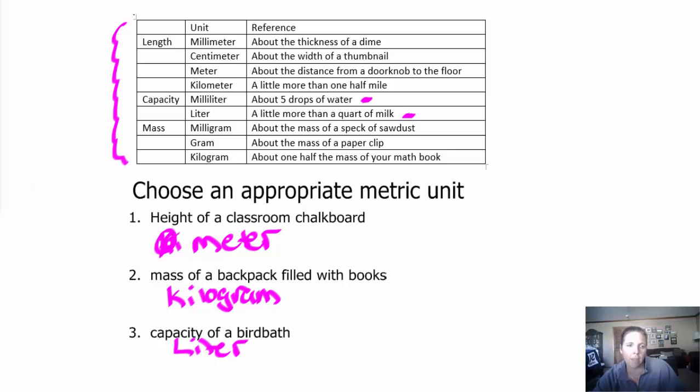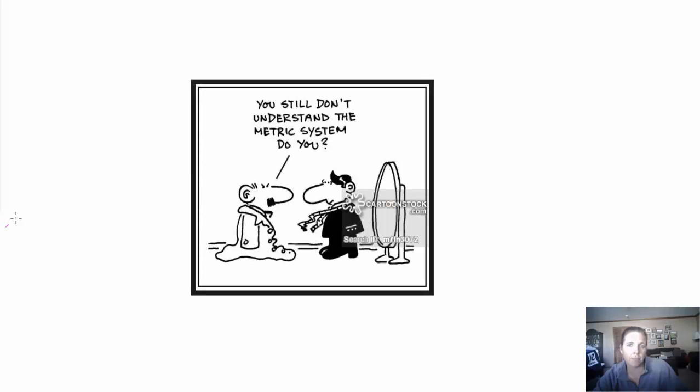Okay, and I think all I have left is a little humor thing. See, I was clothes were too big. You still don't understand the metric system, do you?